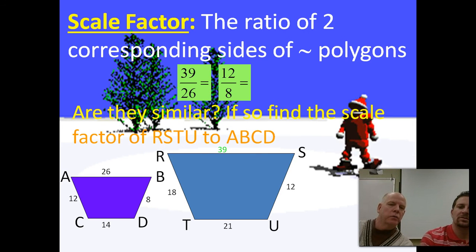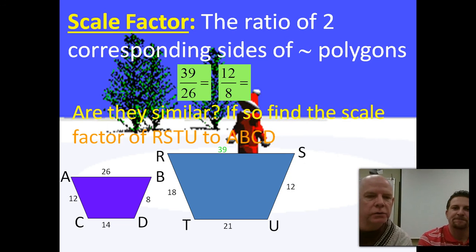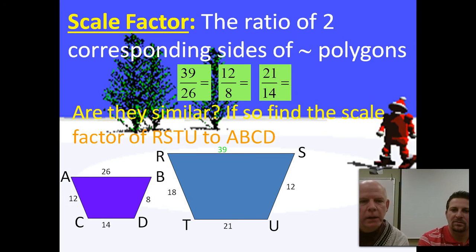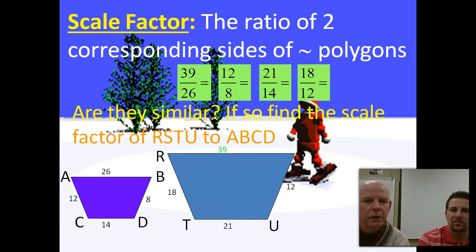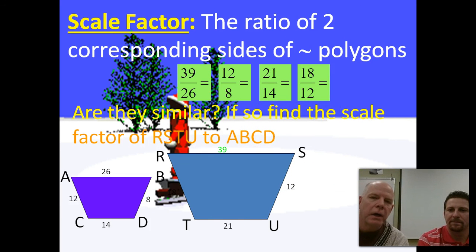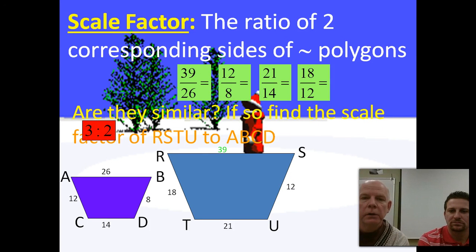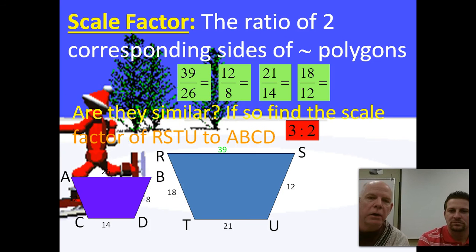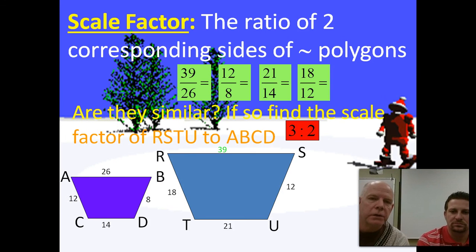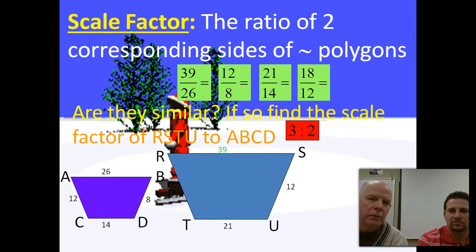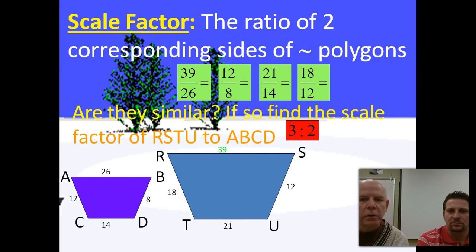SU to DB is the right side of each shape. 21 to 14 is the bottom, and 18 to 12. Now the question is, do all of those reduce down to the same thing? If they are all proportional in the same ratio, then they would be similar. They all reduce down to 3 to 2. The 39 to 26, 13 goes into both. 12 to 8, 4 goes into both. 21 to 14, 7 goes into both. 18 to 12, 6 goes into both. So they all reduce down to 3 to 2.